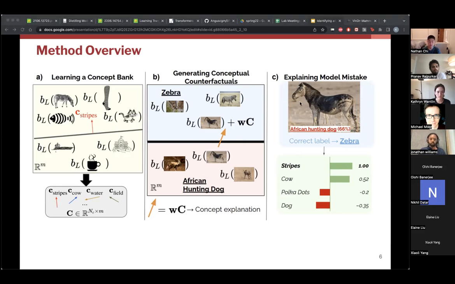So a larger positive score basically means that if you add more of that concept to that image, it would increase the probability of having correctly classified that image. And then the flip side for removing concepts from images. Great.